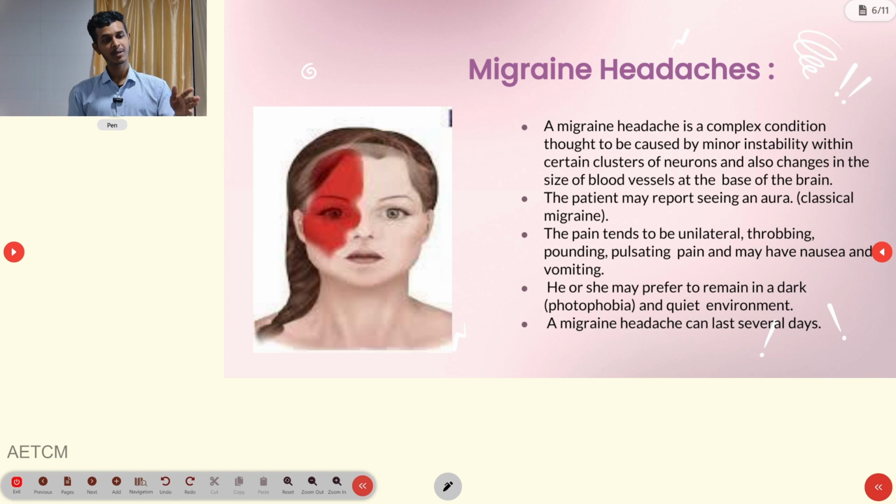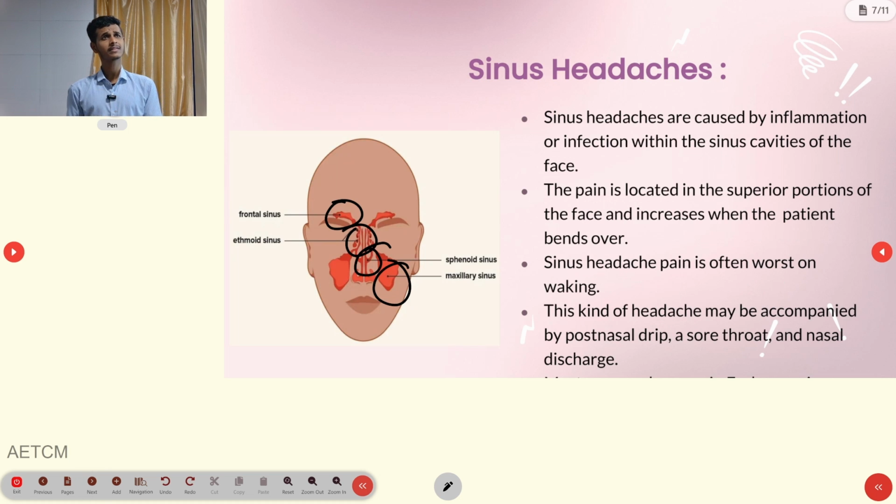So he or she may prefer to remain in a dark area. Photophobia, so a quiet environment is what they will prefer. And then the migraine headache can last for several days. The fourth one is the sinus headache.